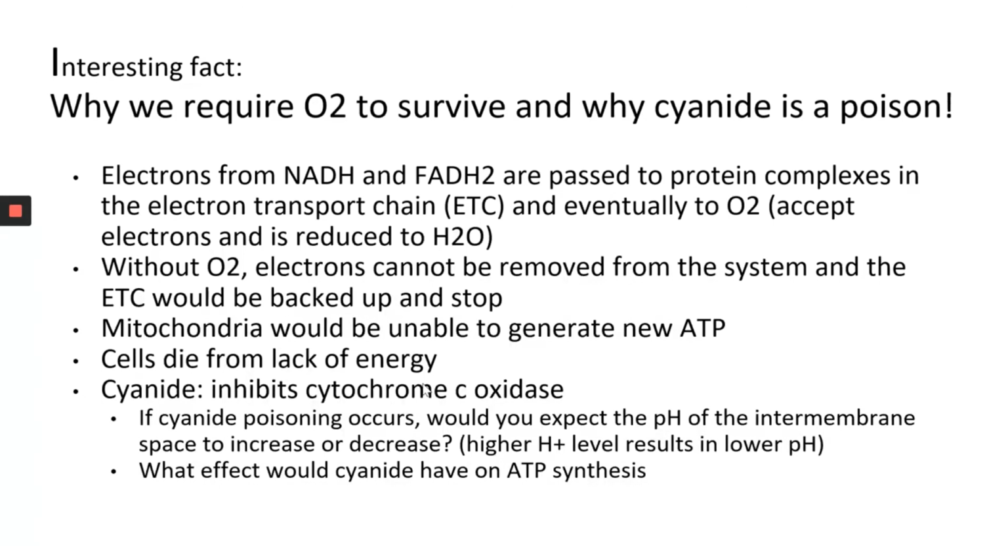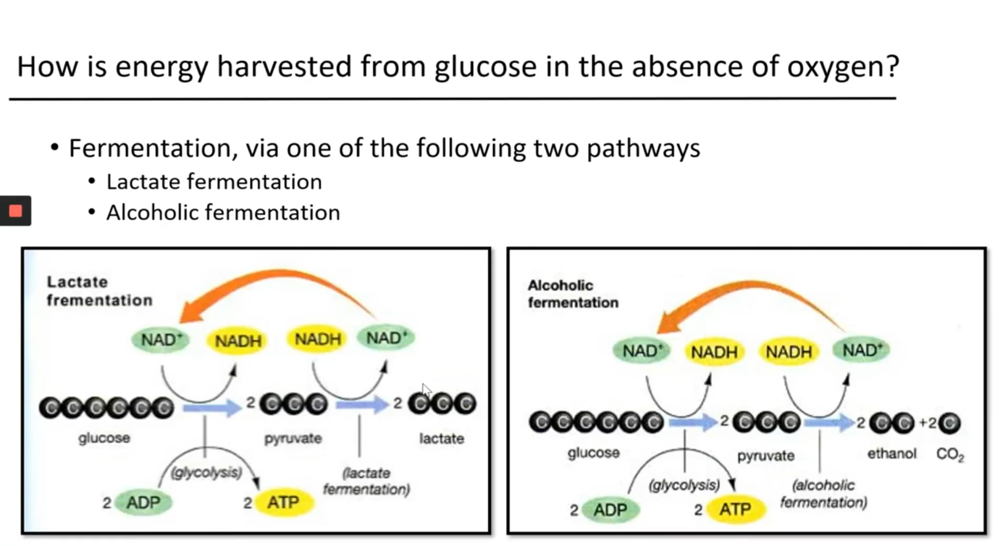So why do we require oxygen to survive? And why is cyanide a poison? Okay. Now, what if we don't have oxygen? Remember the second pathway, that's fermentation, right? We are going to use a different strategy to extract energy from glucose. The pro is that you don't need oxygen. The con is that you don't generate as much energy as if oxygen was available.